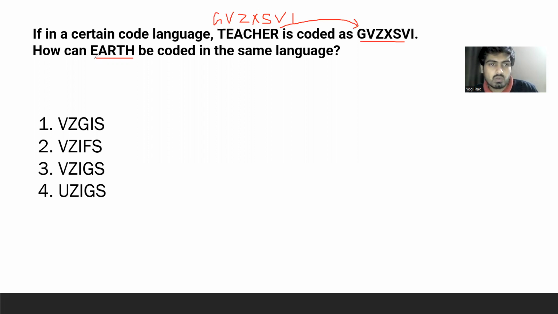Coming to Earth, what will be the opposite of E? Opposite of E will be empty, vacant. Opposite of A, Z. Opposite of R, Indian Railway. Opposite of T, GT, GT Road. Opposite of H, S, High School. So what will be the answer? ZVIGS. Third will be the correct answer.